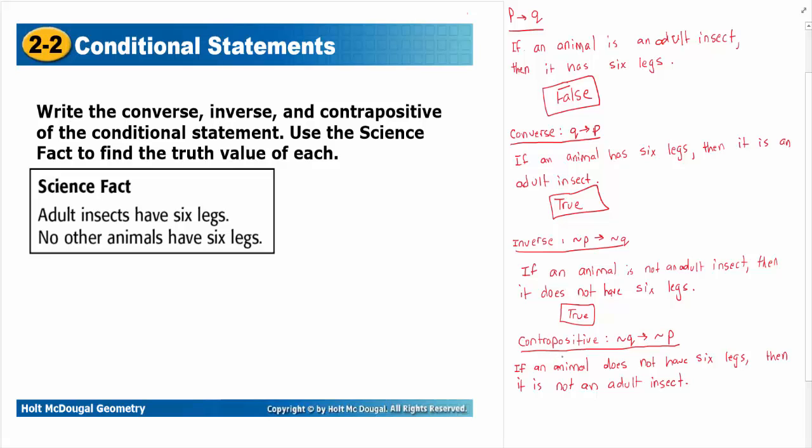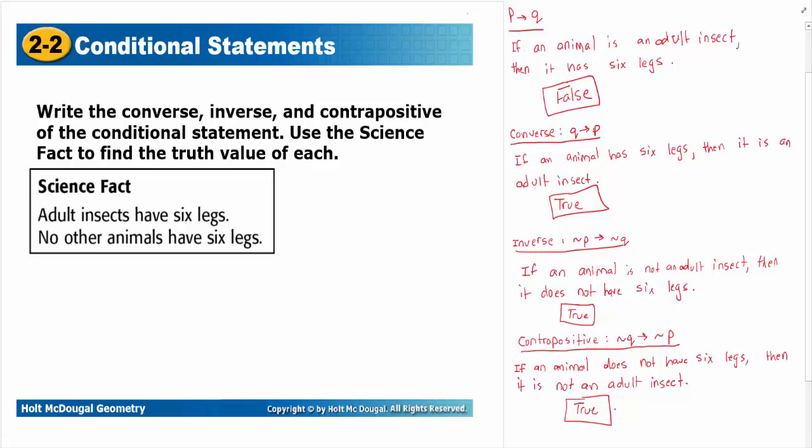In this case, just like before, we look for the truth value here. If an animal does not have 6 legs, so again, adult insects have 6 legs, right? And there's only one animal that has it. So then that animal is not an adult. Well, that's true, because the adults have 6 legs. But if I don't have 6 legs, I can't be an adult. So that would be true.